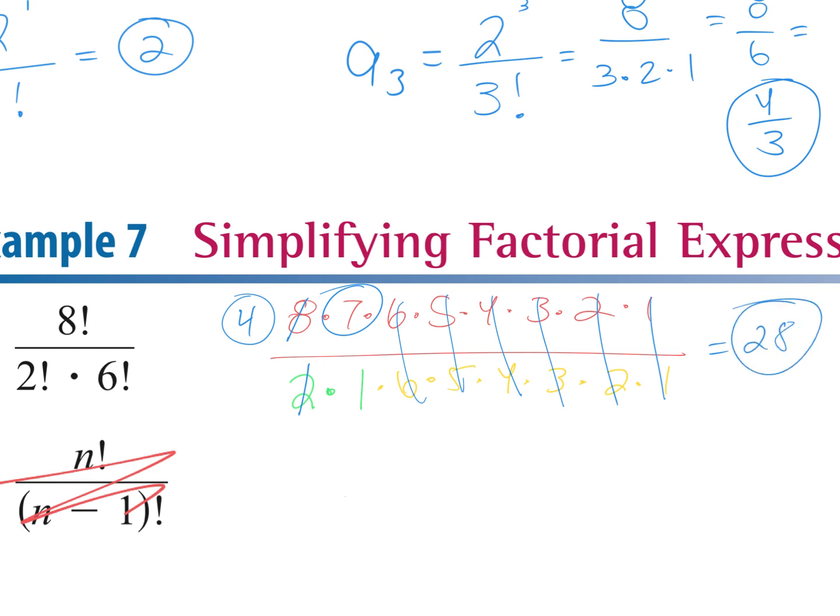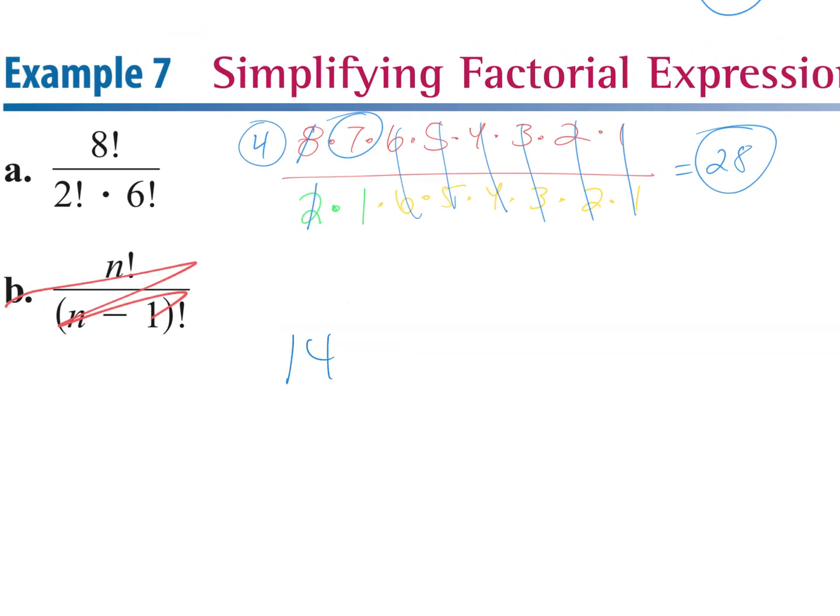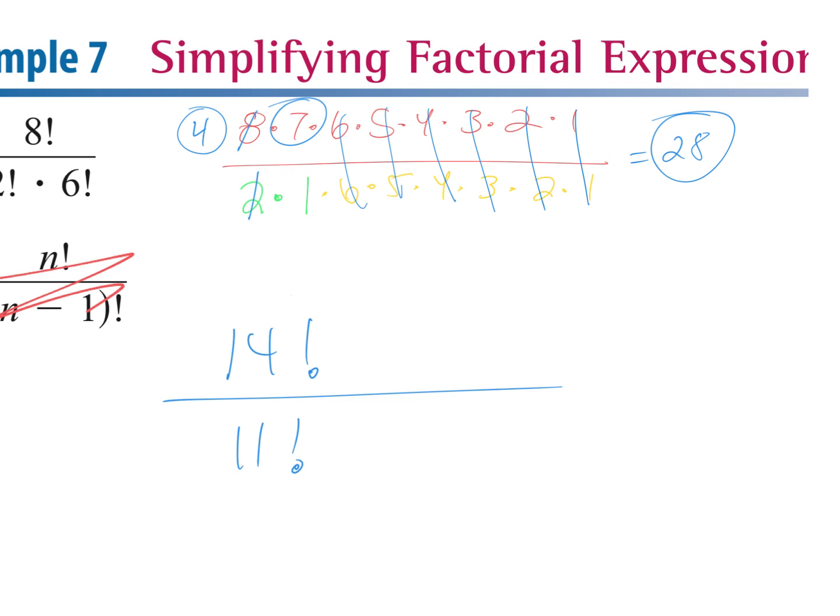All right, make your life easier. If you have a problem like 14 factorial over 11 factorial, you guys are like, oh my God, I have to write out 14, 13. Do I really have to write all of it out? What can I stop at? I could stop at 11, couldn't I? I could say 14 times 13 times 12 times 11. Why can't I just say, oh, 11 factorial?